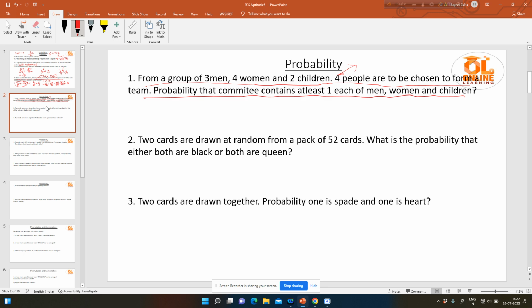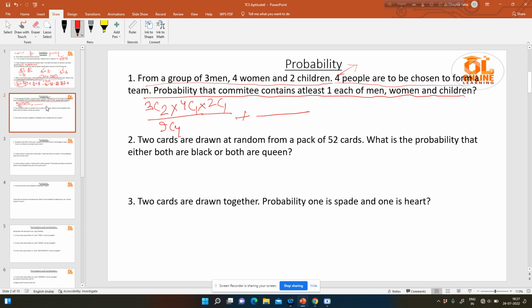So what is the total outcome? Total outcome would be 9C4, because 4 plus 3 plus 2, 9 people are there, and from 9 people we have to choose 4. In the numerator, at first we can select 2 men. From 3 men we select 2, so 3C2, into from 4 women we select 1 woman, and from 2 children we select 1 child, so 3C2 into 4C1 into 2C1.